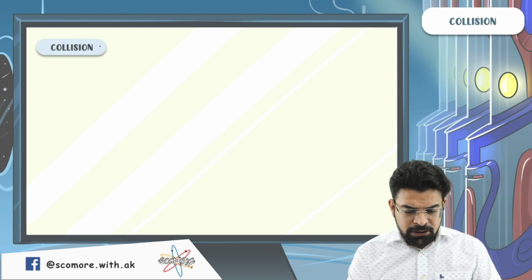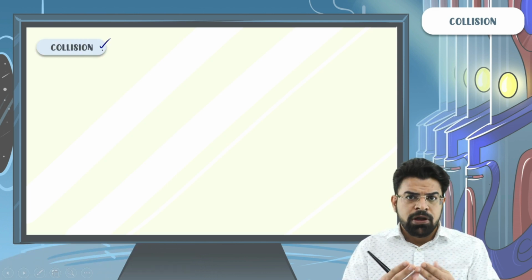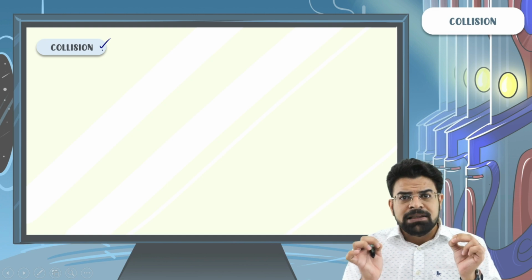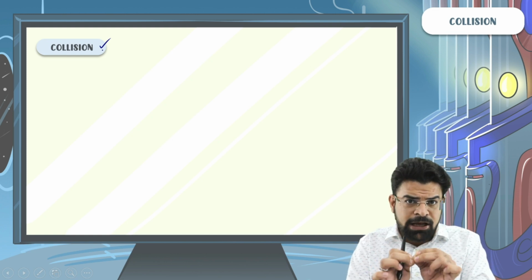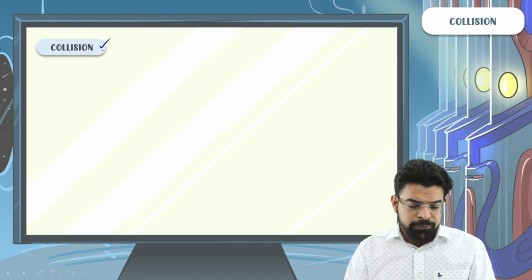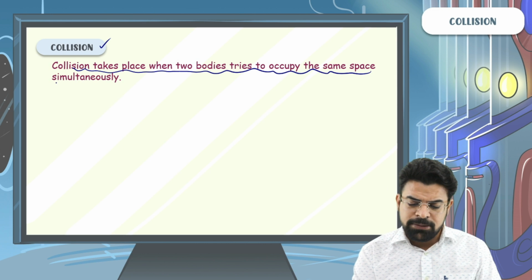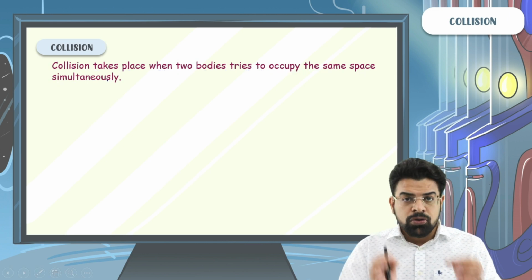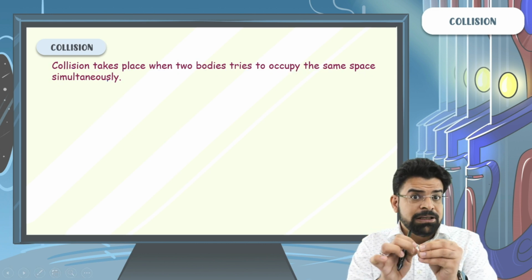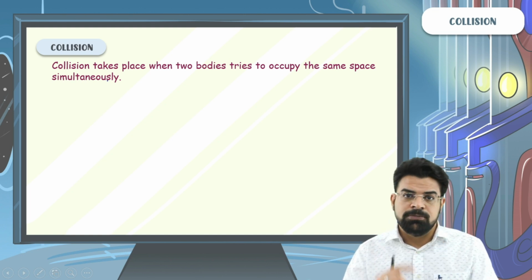So when I say collision, what is collision? If two bodies try to occupy the same space at the same time, collision is bound to happen. So we say collision takes place when two bodies try to occupy the same space simultaneously.